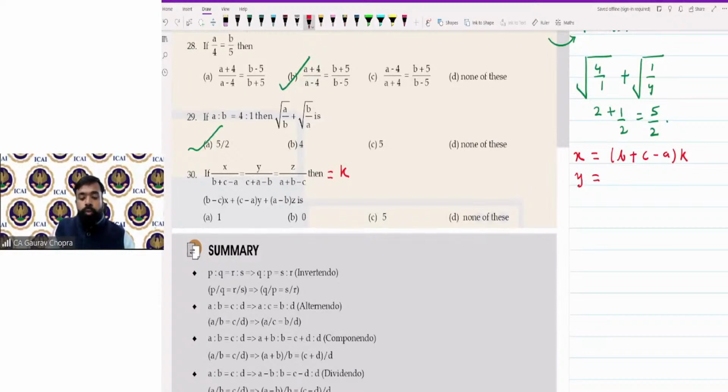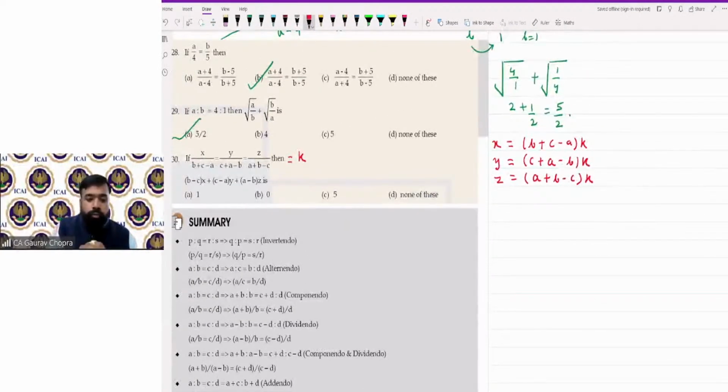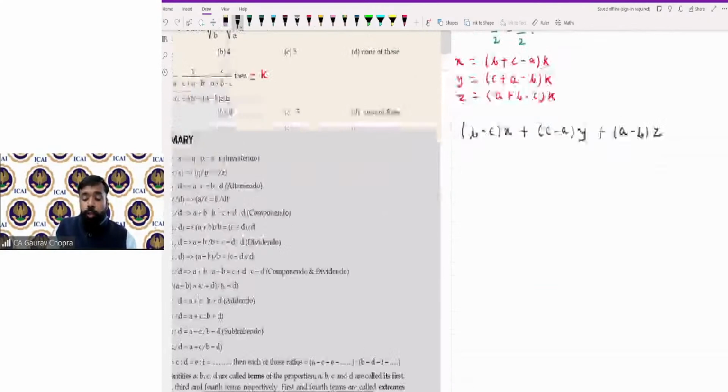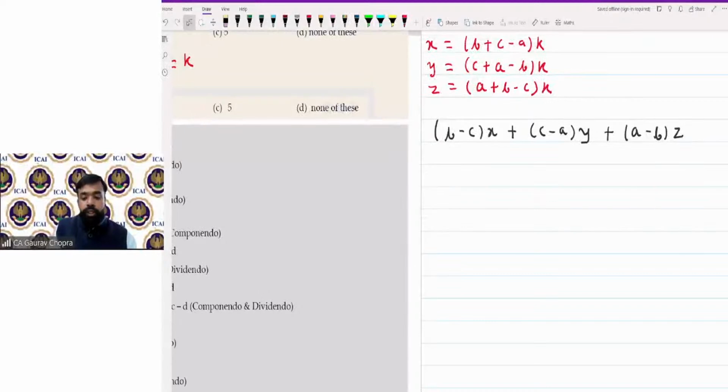y is equal to (c + a − b) into k, and z is equal to (a + b − c) into k. This is the value of x, y, z. Now you have to find out the value of (b − c) into x plus (c − a) into y plus (a − b) into z. Simply, substitute the value of x, y, z in this given question.